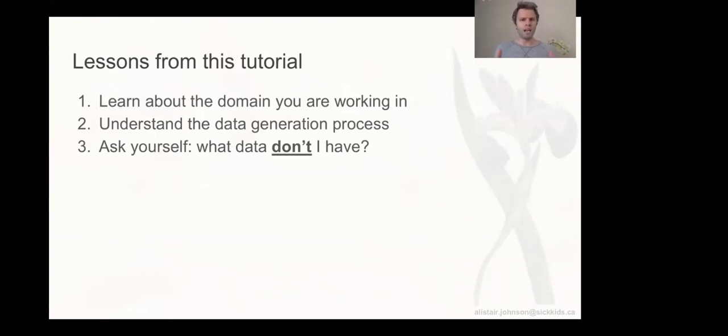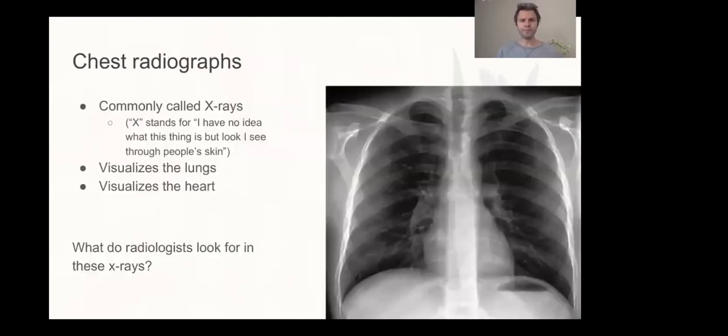And finally, I think it's very, very important to understand what data you don't have. So what information could be used by a domain expert to make a prognostication, for example, which you are not incorporating in your model, and what could be the consequences of that.